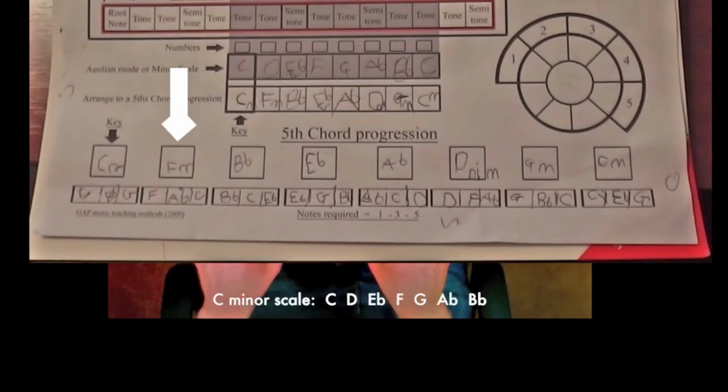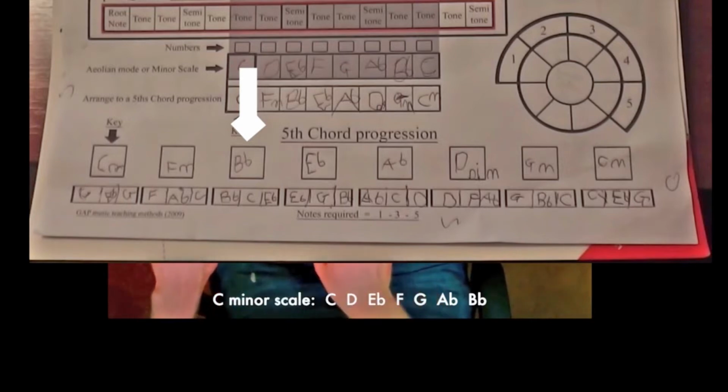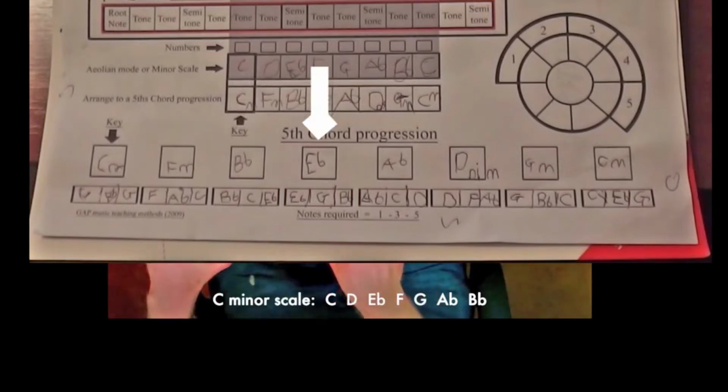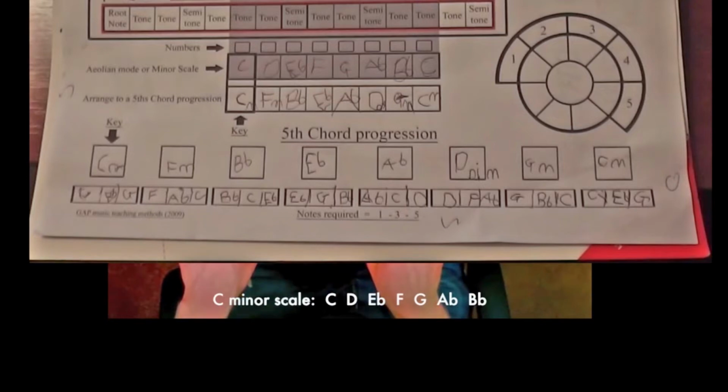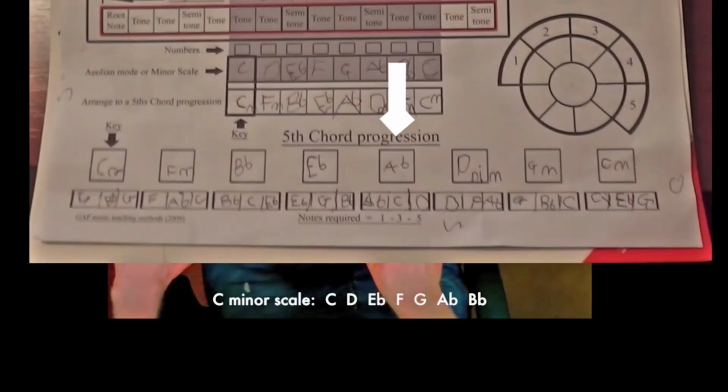F minor. B flat major. E flat major. All perfect fifths so far. So here we have an A flat major, and if we were to go down a perfect fifth, we would get D flat major, but that's not in the key of C minor, and to play a D flat major would be a perfect cycle of fifths.